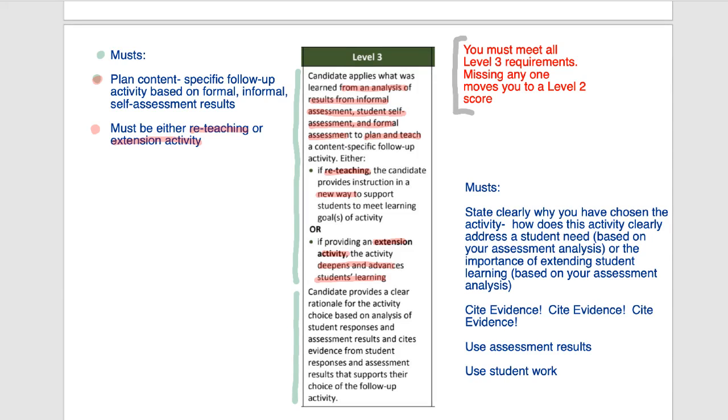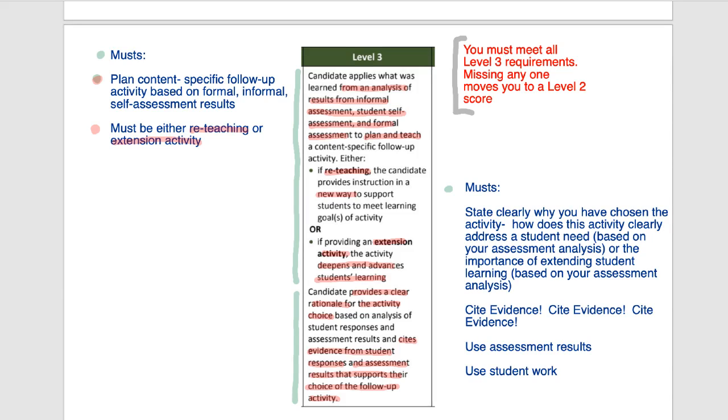So start here. You need to have a clear rationale for the thing that you're doing. So whatever kind of activity it is, you have to have good reason for it. Based on analysis of student responses and assessment results, and here's the next piece, and cites evidence from student responses and assessment results that supports their choice of the follow-up activity. All right, so this one's more intense than the last one. The top part of this level 3 is just about you deciding whether you're going to do reteaching or extension. Now you've got to justify it.